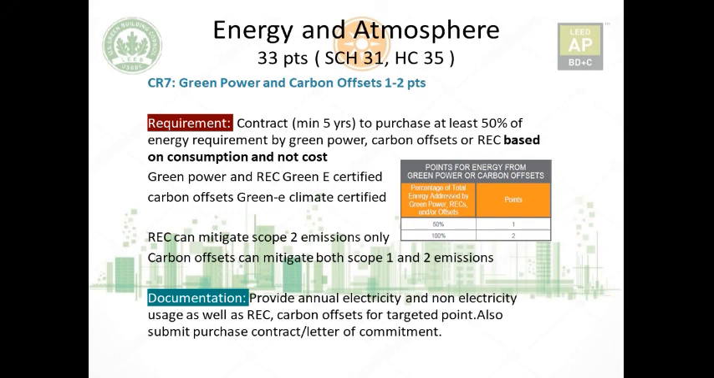For the documentation, you need to provide annual electricity and non-electricity usage, and REC or carbon offsets for the targeted point, 50% or 100%, and you should also show the contract letter that shows the 5 years contract is in place to fulfill the requirement.